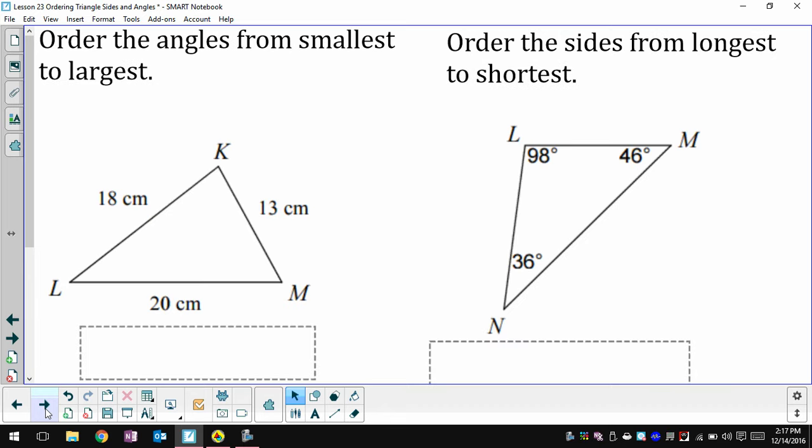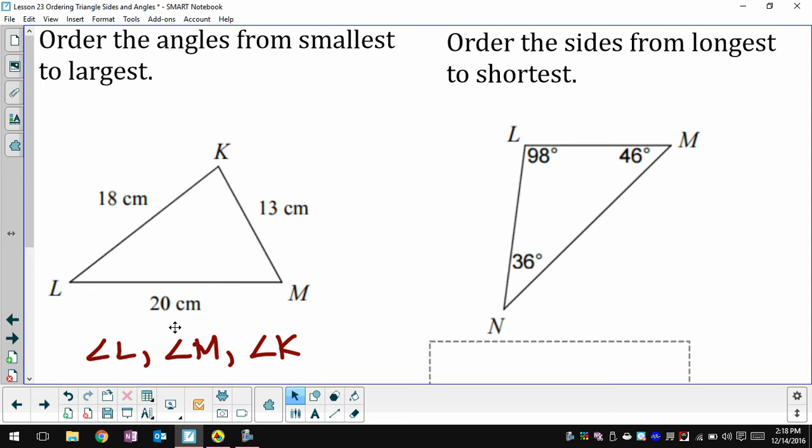So pause here and try these two. Make sure you are ordering them the correct way. So this is a topic here in geometry where you really have to read the directions. You should always read the directions, but this one will get you really quick. In this one, I want my angles from smallest to largest, so it should look like this. L is the smallest because it's across from KM, the shortest side.